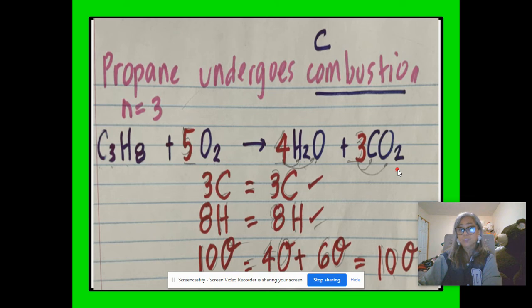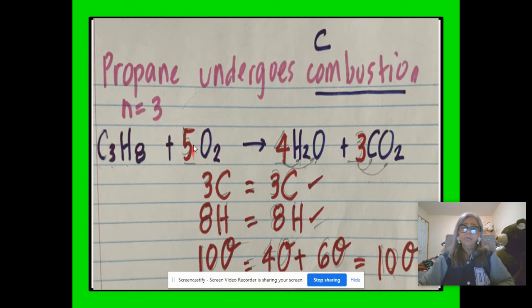And if I take on the next one, let's say propane undergoes combustion. So this is now the type of chemical reaction that we are considering for balancing this equation. C3H8. Again, remember the formula in your hand, CnH2n plus 2. That's why propane, with the A-N-E, is C3H8, always reacting with O2 to give you H2O and CO2.